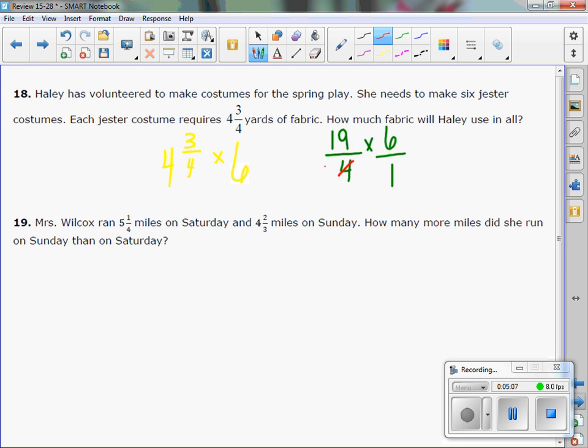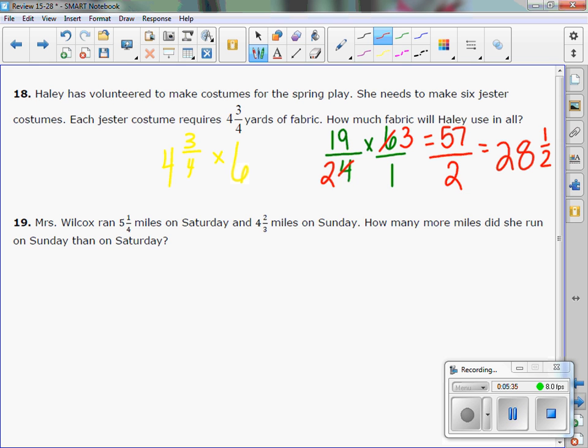4 divided by 2 is 2. 6 divided by 2 is 3. Now you can multiply straight across. 2 times 1 is 2, and 19 times 3 is 57. Change your improper answer back into a mixed number, and you get 28 and 1/2. So she would need 28 and 1/2 yards of fabric for all 6 of those costumes.